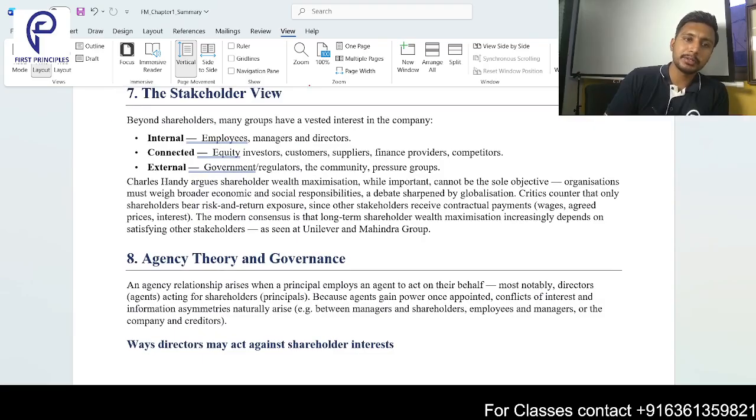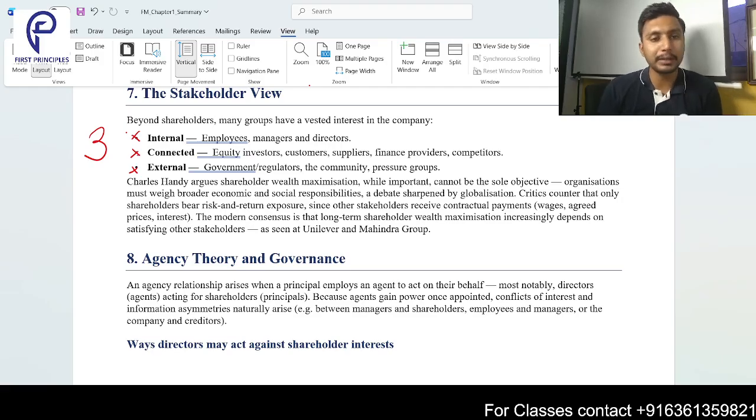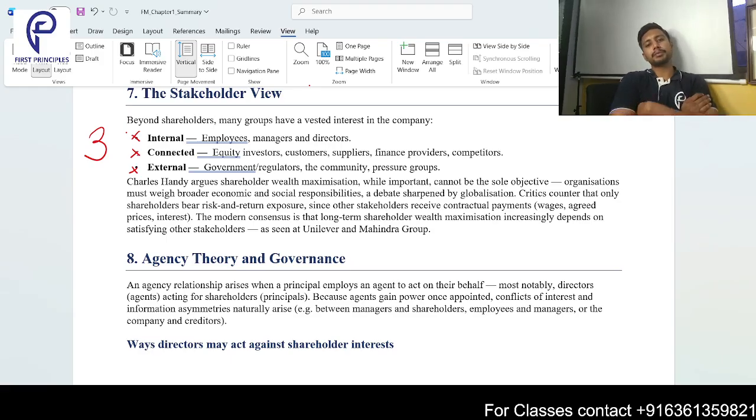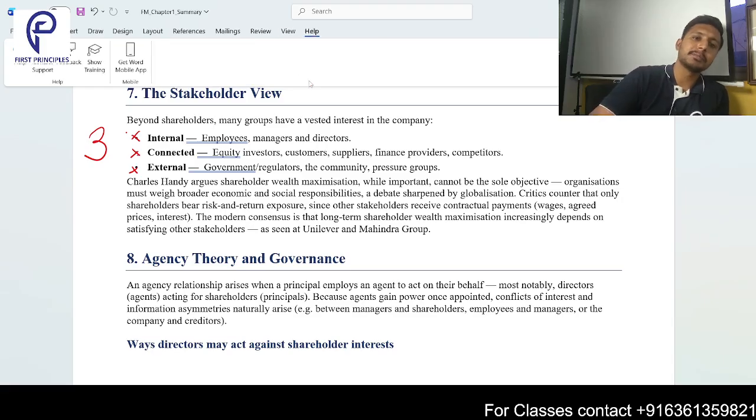There are three types of stakeholders: internal, external, and connected. External don't have any relationship with the company. Internal have an employment contract with the company. Connected have a contract with the company, might not be an employment contract, but they have a contract with the company. So customers, suppliers, finance providers, competitors, equity investors, these have a relationship with the company through contracts. Internal purely have an employment contract. External don't have any kind of contractual relationship with the company.